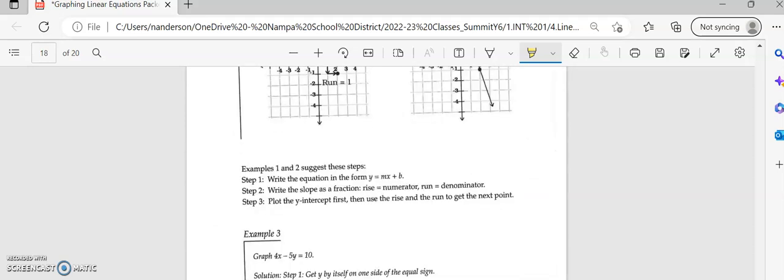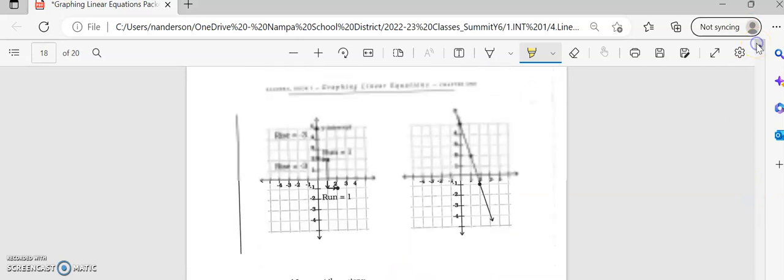Examples 1 and 2 suggest the following steps. We want to first make sure we have the equation in y equals mx plus b form. Then we want to write the slope as a fraction. Numerator is the rise, denominator is the run. And then we plot the y-intercept first and then plot more points to get the rest of it. Let's take a look back at example 2 to clarify. First, get into y equals mx plus b form.